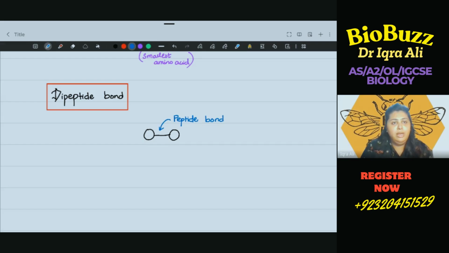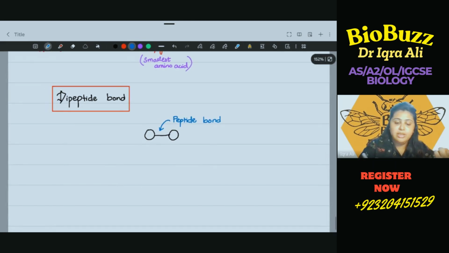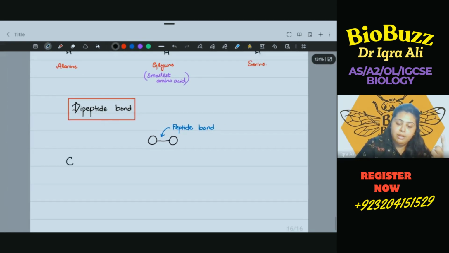So we need to look into it. We need to see how they are going to join two amino acids together, how the peptide bond is formed between two amino acid molecules. So again, we are going to study the condensation reaction. And what was the condensation reaction? It was the removal of a water molecule. But we need to know from which position we are going to remove the water molecule.